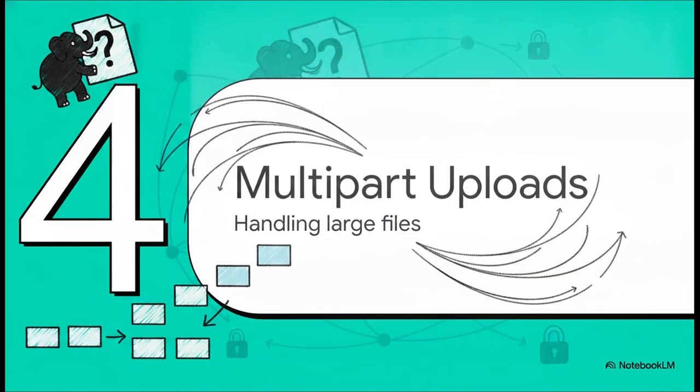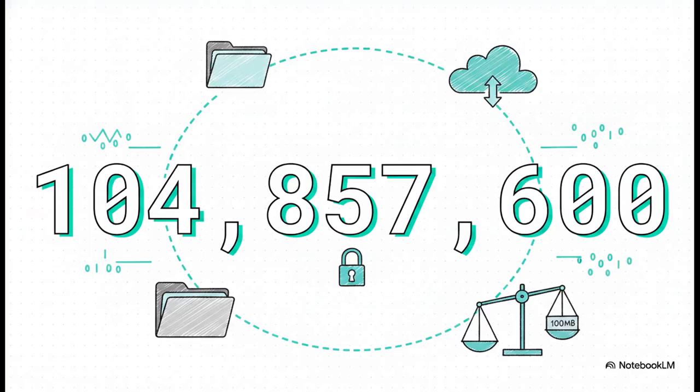Which naturally brings us to part 4, handling large multi-part uploads. Because look, that basic flow is amazing for a standard profile picture or a PDF, but what happens when your users decide to upload something absolutely massive? Take a look at this number, 104,857,600 bytes. Put simply, that is exactly 100 megabytes.